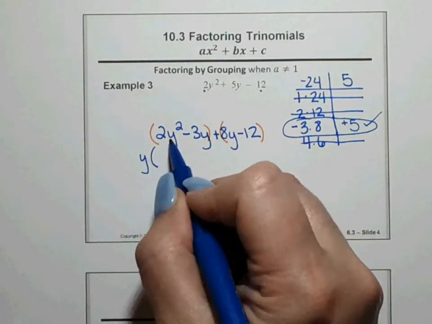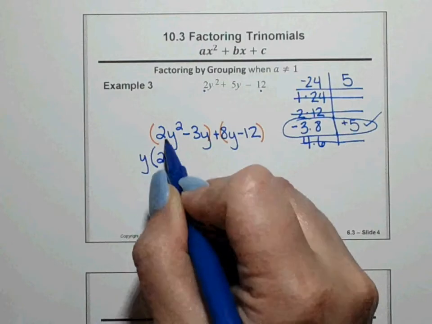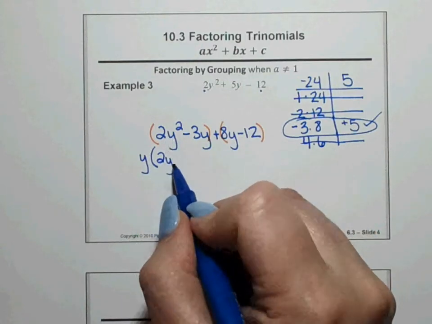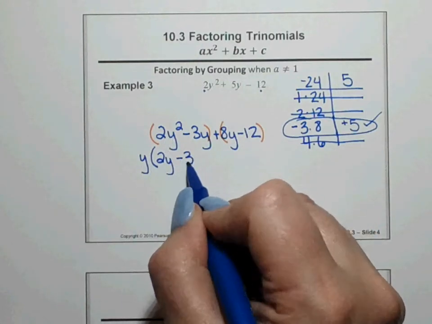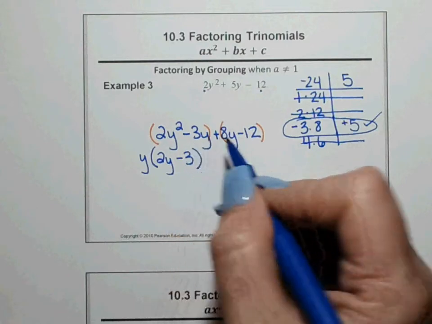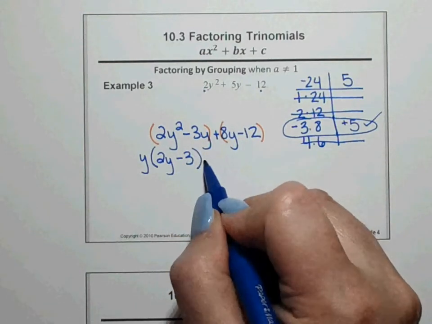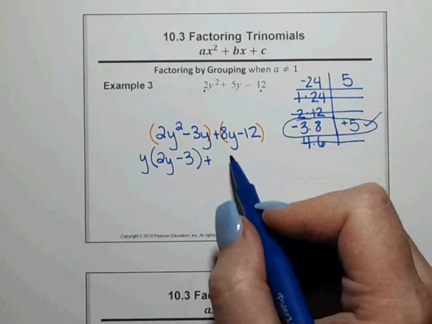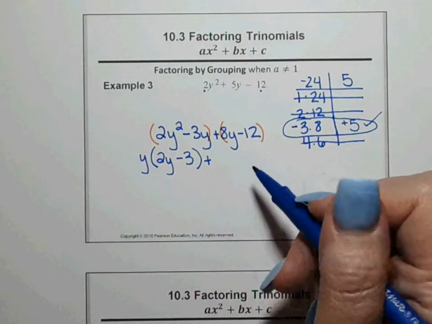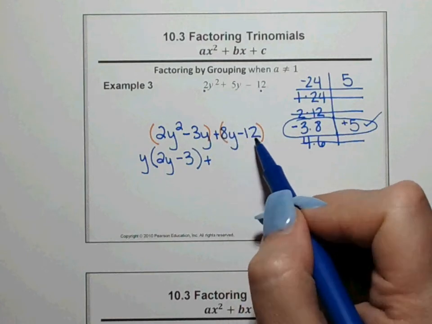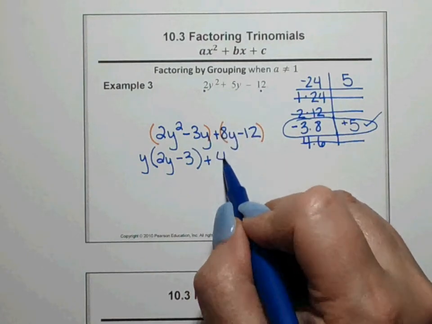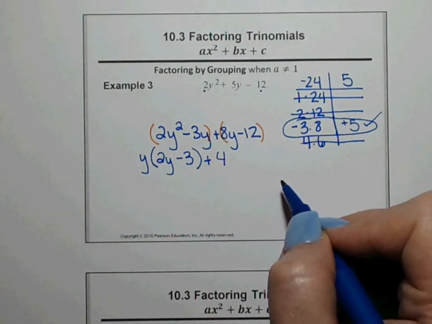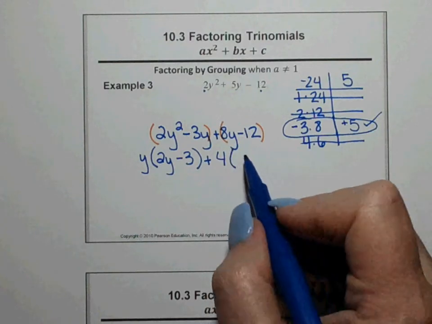So y times 2y would give me 2y squared. And y times a negative 3 would give me negative 3y. We're adding, so the plus sign comes down with us. And now I need to figure out what these have in common. My GCF here is going to be a 4. So I'm going to factor that out.